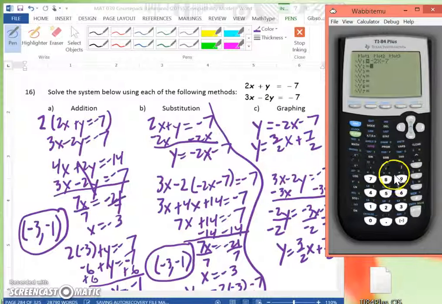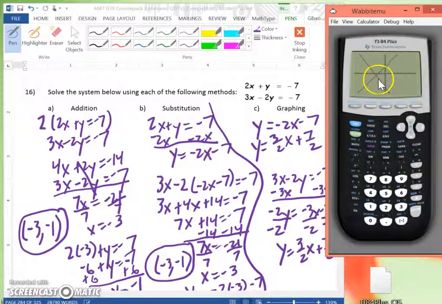Now this is 3/2 x. We can do a parenthesis, 3 divided by 2. Close the parenthesis and put x, and then plus, we don't need to put the 7 divided by 2 in the parenthesis. So now we will press graph. Now if you look here at the graph, you see we have an intersection point.